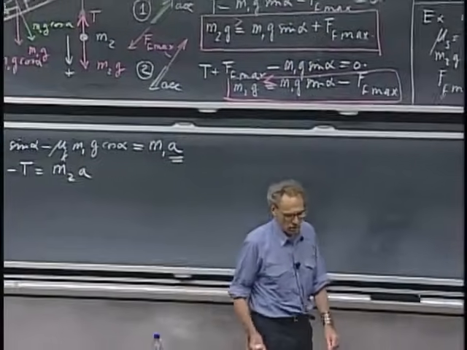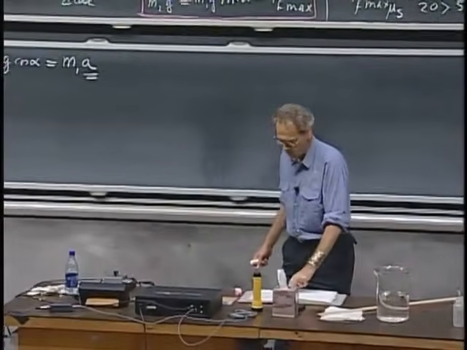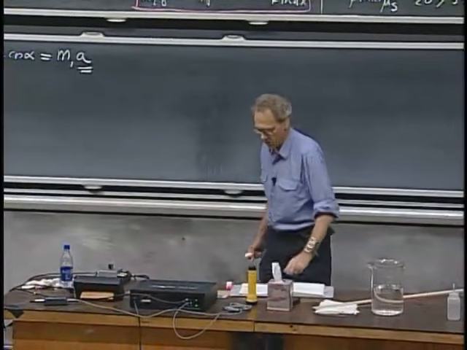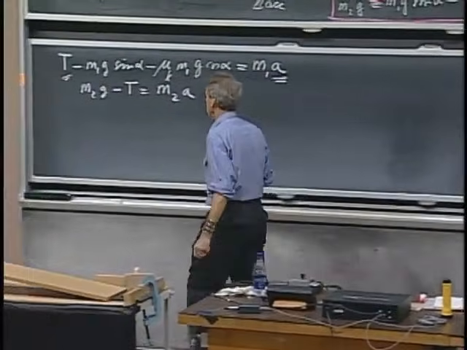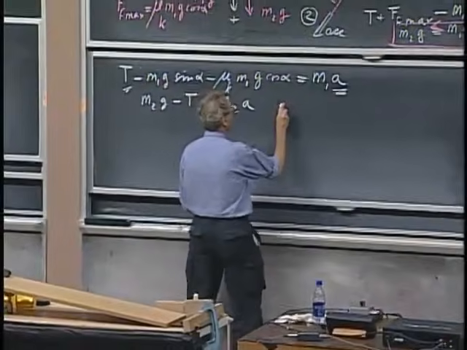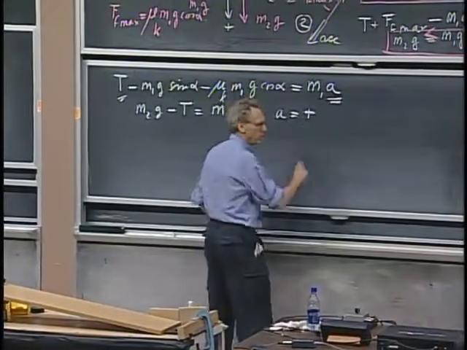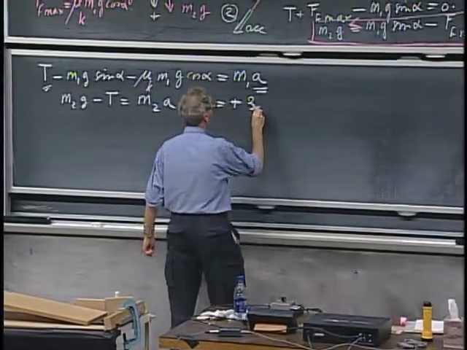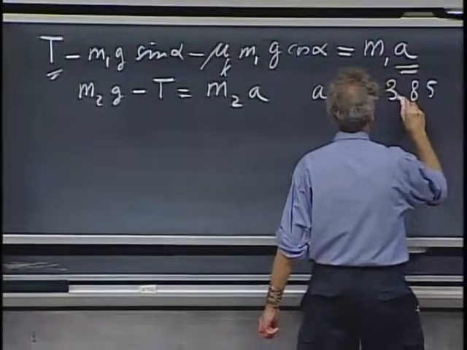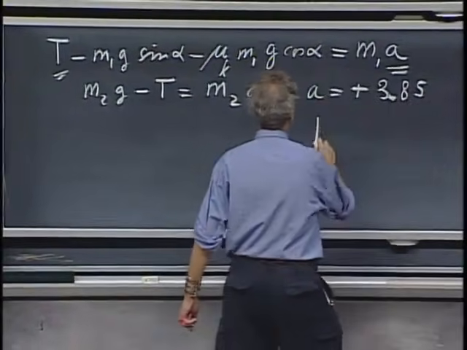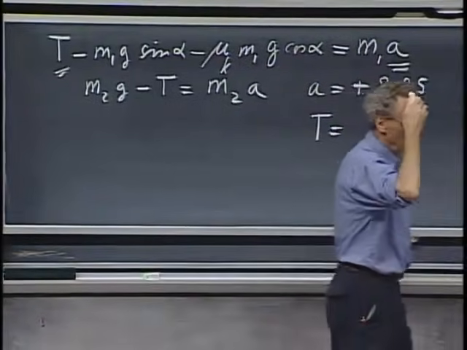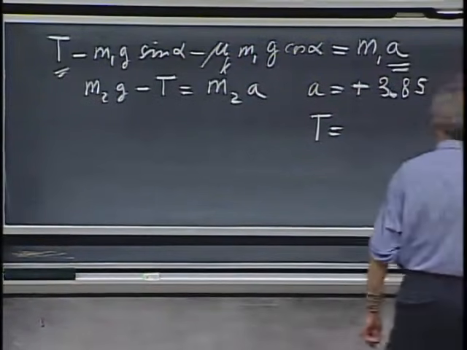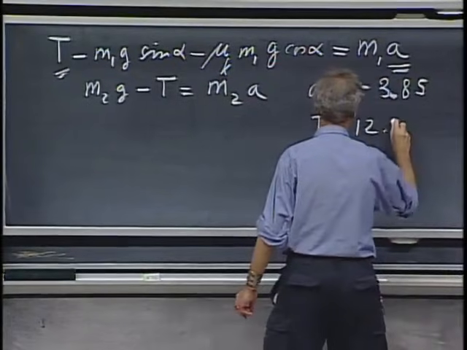It's very easy. You just add them. I'll just give you the results. I find that the acceleration a equals plus 3.85 meters per second squared, and I find that the tension equals 12.3 newtons.